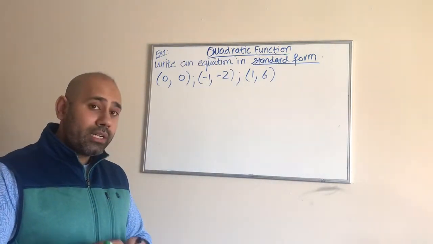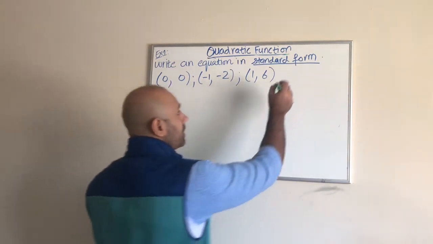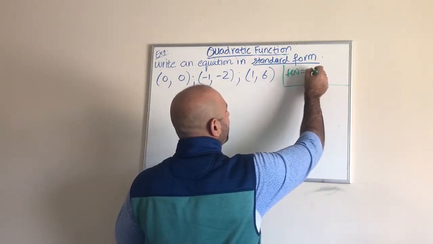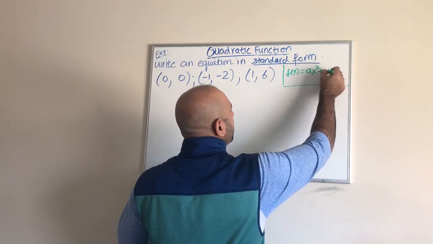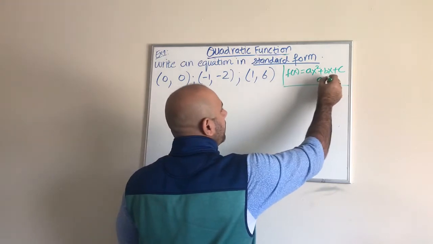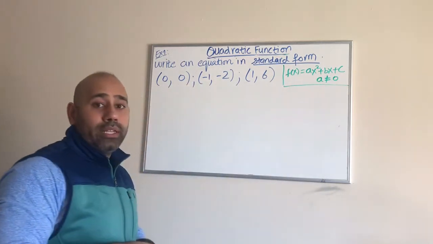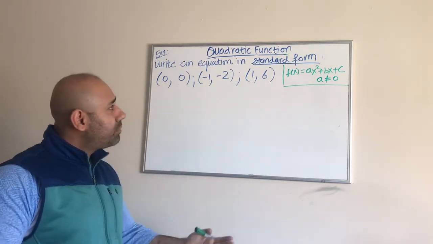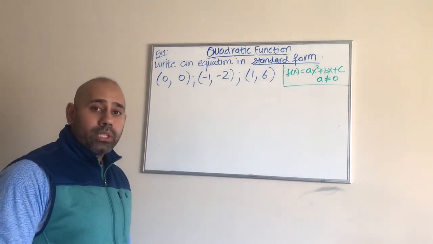Before we start writing the standard form, let us recall that standard form looks something like this. f(x) equals ax squared plus bx plus c, okay? And we know that we don't want a to be 0, right? Because then it will become a linear function. So let us see how we can use these points to write the equation in the standard form.